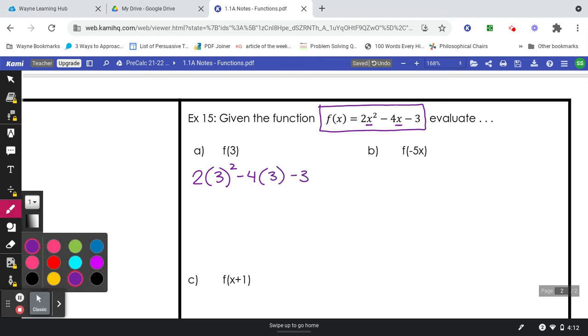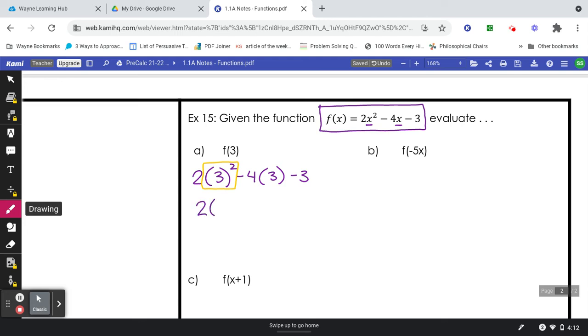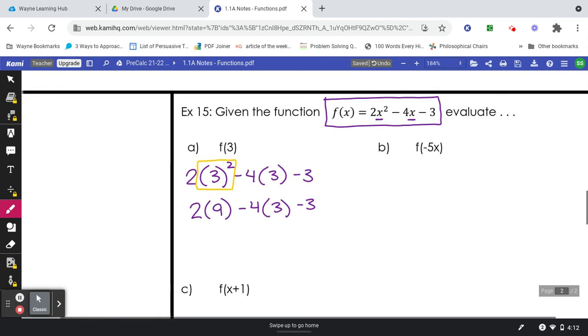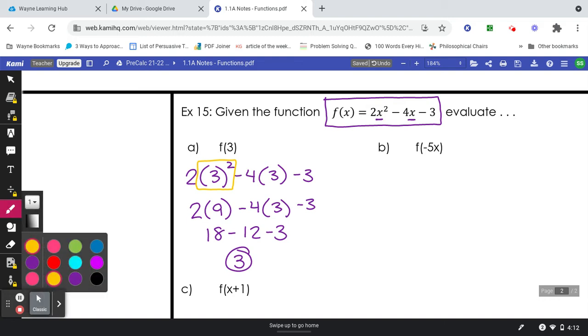It's important that we always do our exponents first. So this part has to be done first. 3 squared is 9. Then we can multiply. And then you just subtract all the way through at the end, giving you 3. We'll write a little note. Do exponents first.